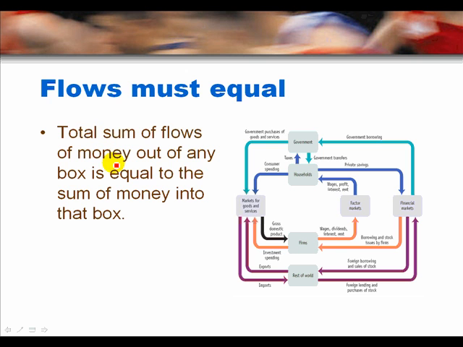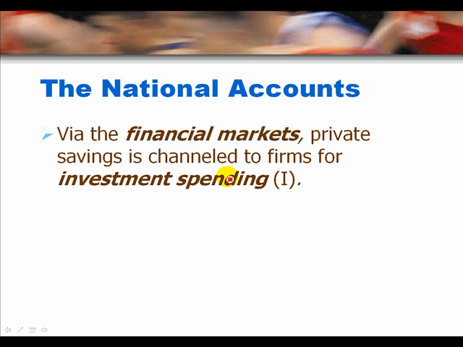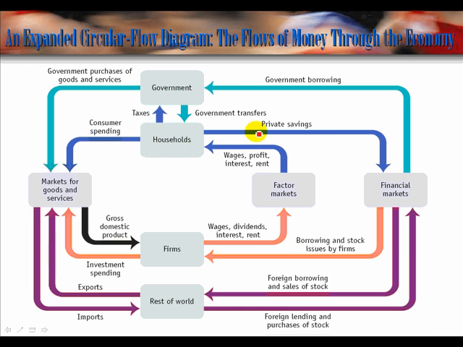Just another rule that we need to think about as we go through this model is that the total sum of flows of money out of any of these boxes must equal the sum of the money that's coming into that box. Via the financial market, private savings is channeled to firms for investment spending. So the household saving, private saving, goes into the financial market, as you remember.